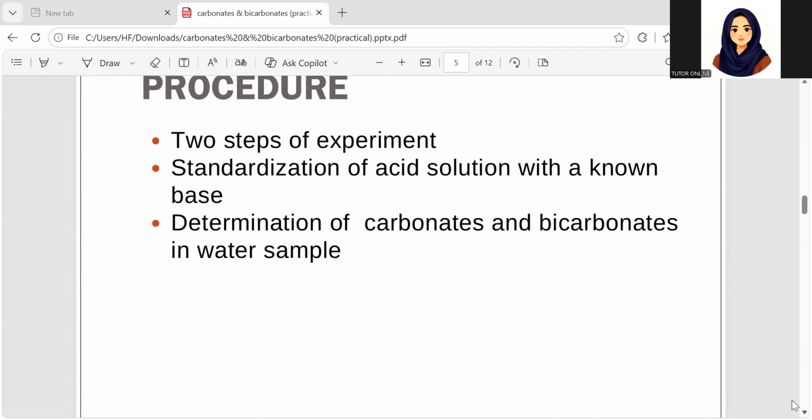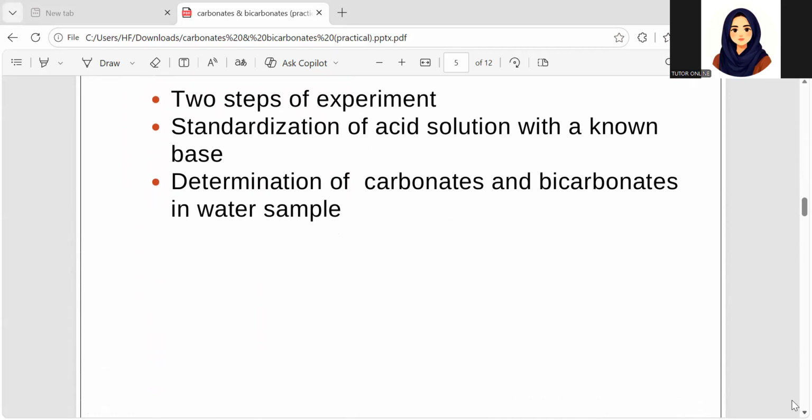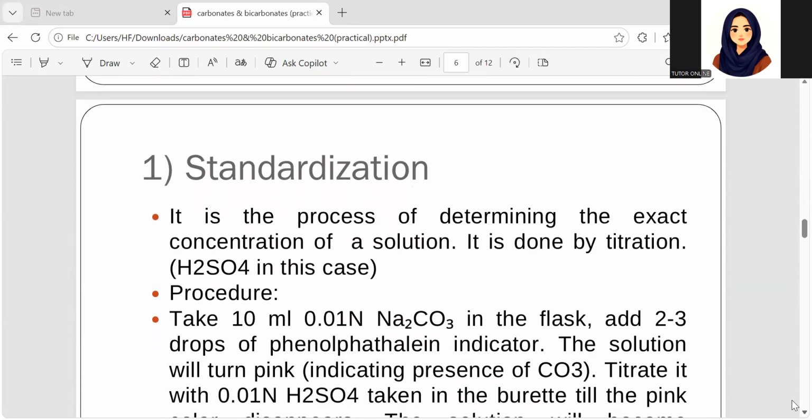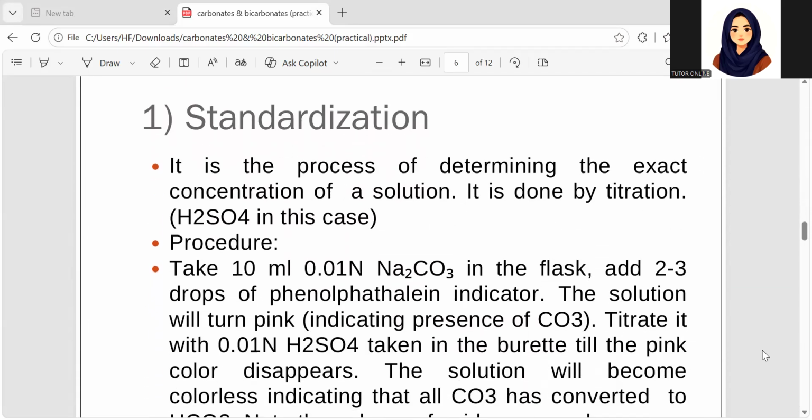Then the procedure of finding out the carbonate and bicarbonate in water samples. There are two steps of the experiment. First is standardization of acid solution with a known base. Second is determination of carbonates and bicarbonates in water sample. Now, standardization is the process of determining the exact concentration of a solution. It is done by titration. H2SO4 in this case. The procedure is simple.